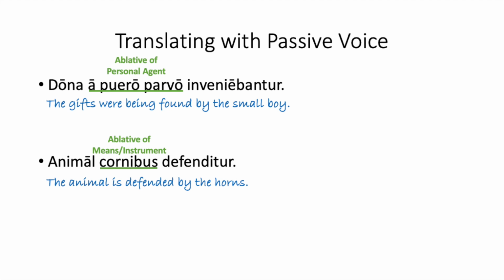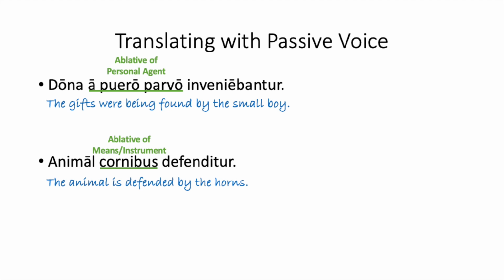That a puero parvo is our ablative of personal agent, by the small boy, who is actually doing the finding of the gifts. But the dona are our subject, and the one doing the action is the agent here. So the ablative of agent with your preposition a or ab.